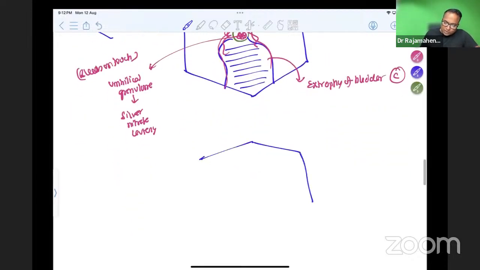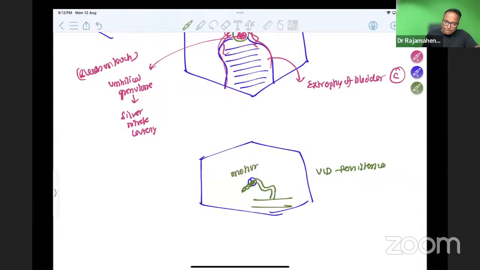A patient comes to you with an umbilicus opening with motion coming out of the umbilicus. Motion coming out. It is a connection of the umbilicus with the terminal ileum. That is nothing but vitellointestinal duct persistence. It is motion coming via the umbilicus.